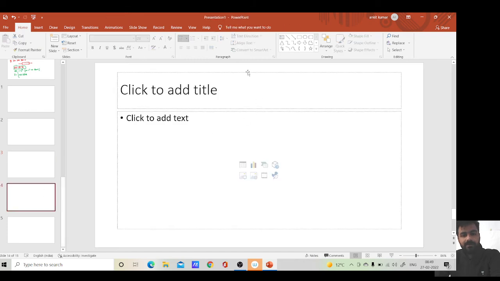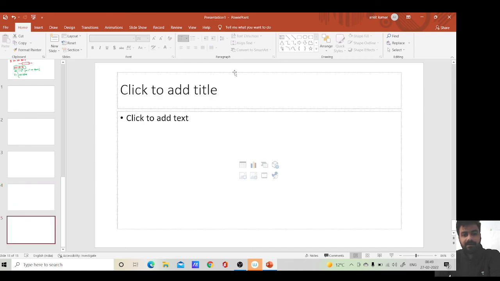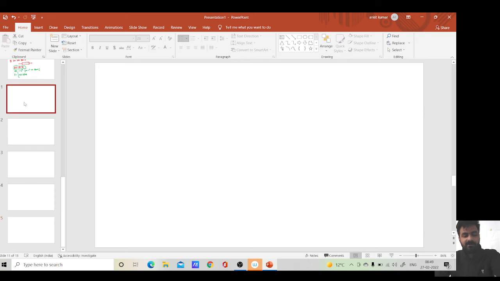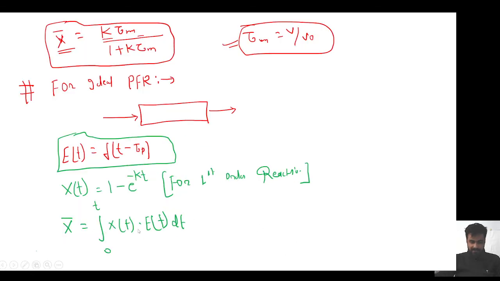You need to understand at least the RTD function for a PFR and a CSTR, which you should know earlier, and after that you can understand this. So here I have written, for a first order reaction, my dear students, the mean conversion X is equal to the integral of X(t) and E(t). Okay, so now moving next.